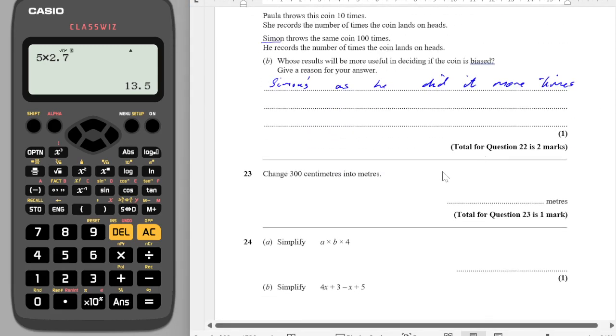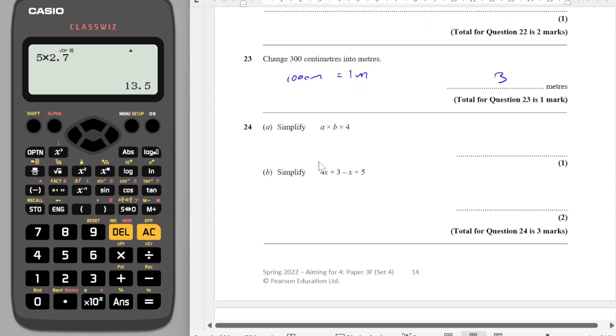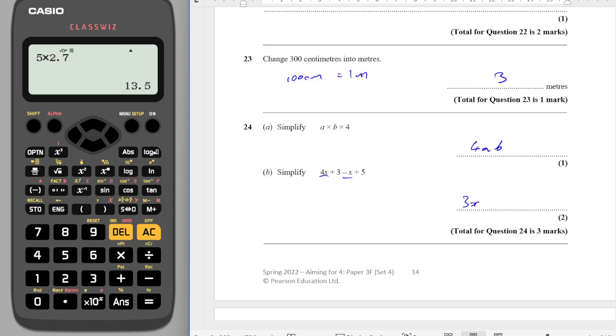Okay, 23. Change 300 centimeters into meters. Well, there are 100 centimeters in a meter, so we're looking at 3 meters. Okay, question 24. Simplify. So we're looking at 4AB for my simplification. For part B, 4x minus x would be 3x, and then 3 plus 5 would be 8. So 3x plus 8.